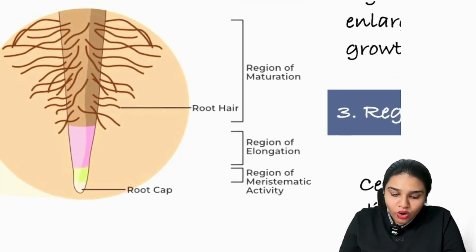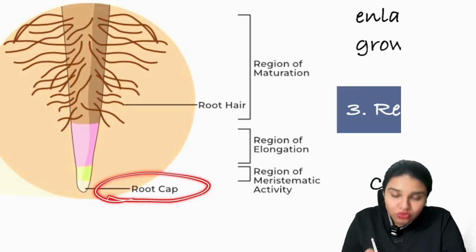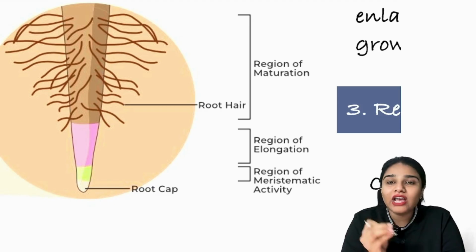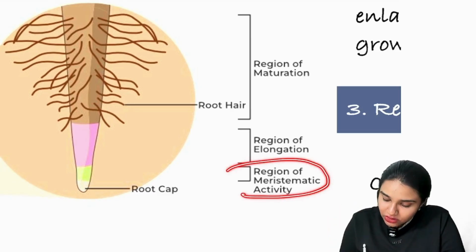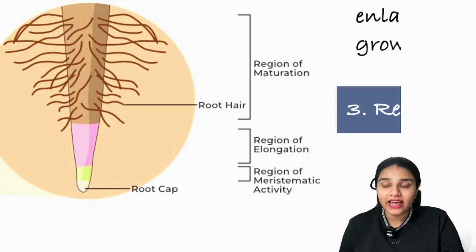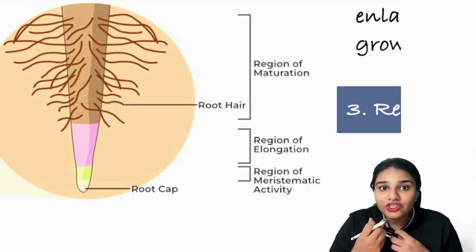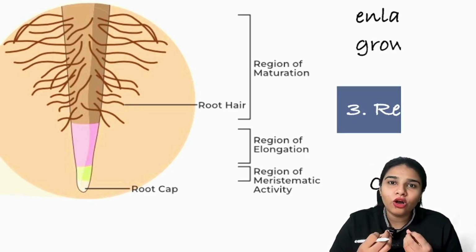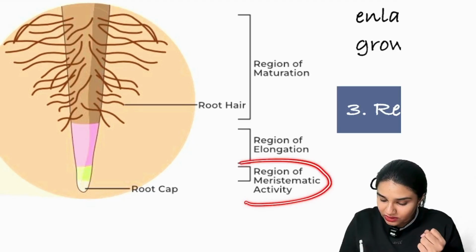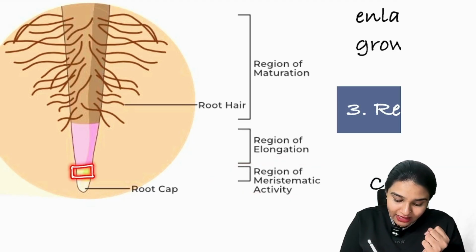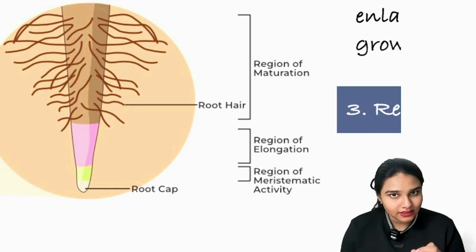I hope you all can see this image. You can see that the root has a root cap at the very tip, which protects the body of the root. Then the root has a region called the region of meristematic activity. You might be familiar with the term meristem. Meristem consists of cells which are actively dividing. They are small and have a lot of protoplasmic content. So this region has meristematic cells.